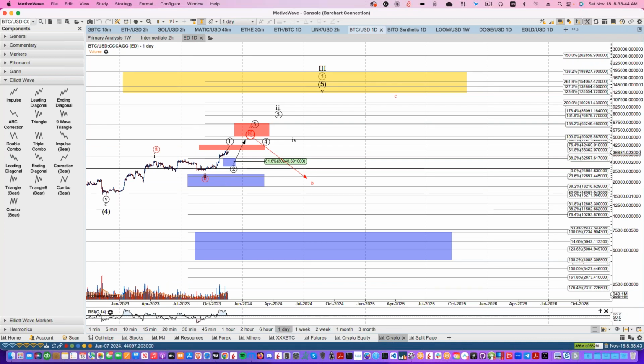I do expect 125, but you'll see an alternate, which I'll look at a little bit closer when we get into the micro, but there is potential to get a C, B, and then C up into that space, and that's based on the move from 2018 potentially being an ending diagonal.